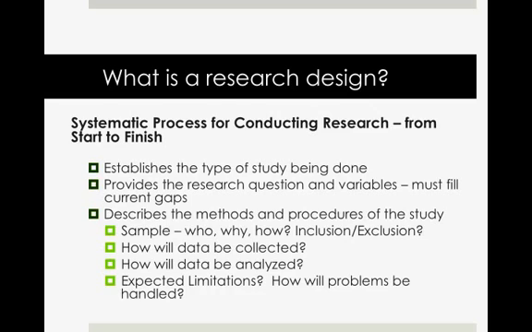It describes the methods and procedures of the study, the sample, who is going to be studied, why that group got chosen, and how they are chosen. It includes inclusion and exclusion criteria. Inclusion, for example, would be 25 to 65 years old, whereas exclusion might be anyone under 25 or anyone over 65. How data will be collected, how data will be analyzed, and also expected limitations.